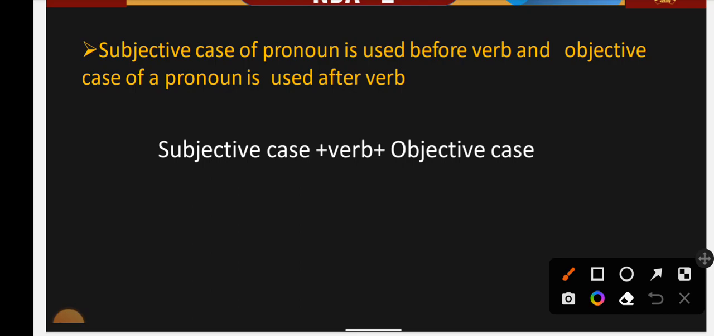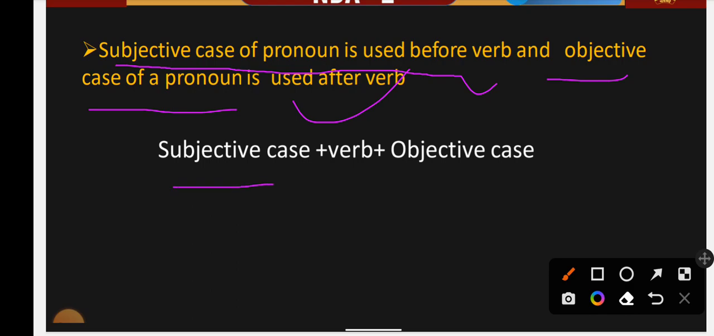The rule says the subjective case of a pronoun is used before the verb, and the objective case of a pronoun is used after the verb. What does it mean? It means subjective case, plus verb, and then objective case. Let's take an example. I read a novel. Then let me write it.